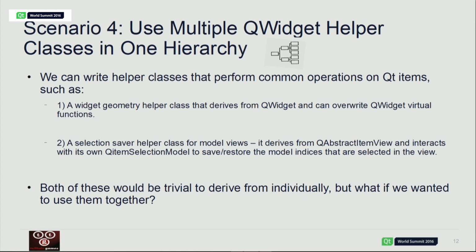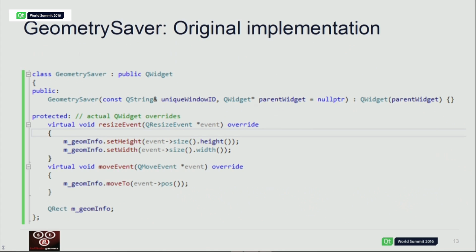Now, each of those would be trivial to derive from and use individually, but if we want to combine them together, we've got problems. One expects to be a QWidget, and the other one expects to be an abstract item view, which also is a QWidget, and we're going to get in some diamond problems.